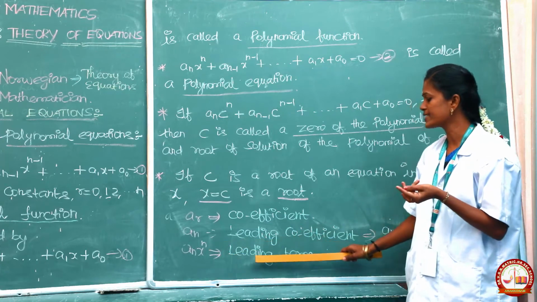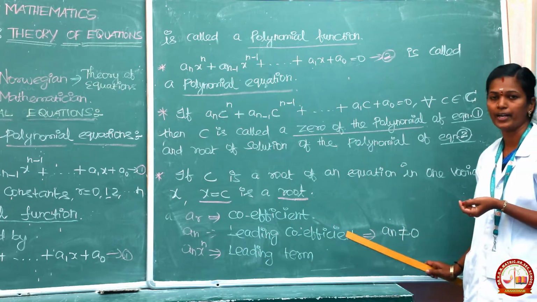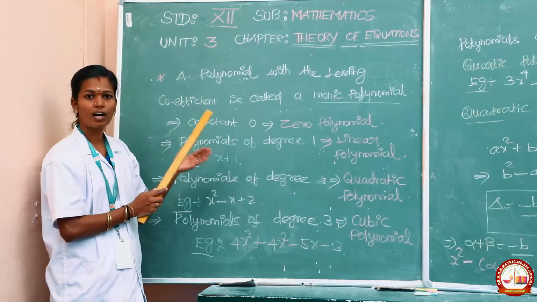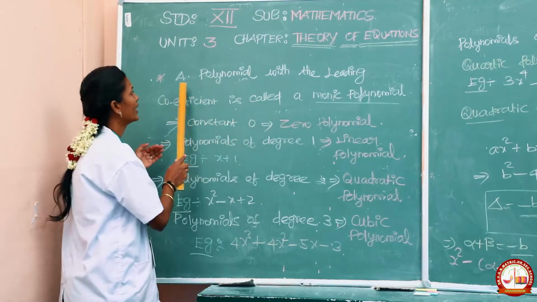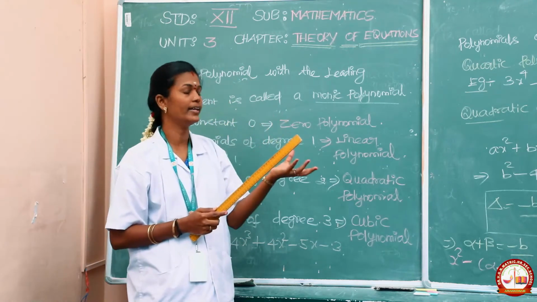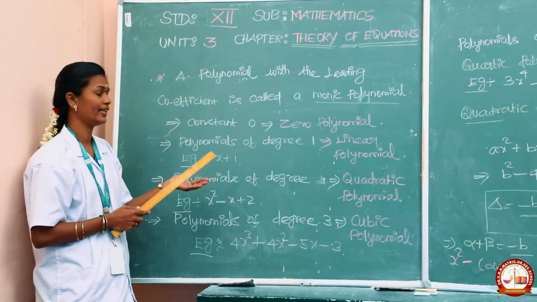a_n x power n is called the leading term of the polynomial. And then a polynomial with leading coefficient 1 is called a monic polynomial. Polynomials have so many types. There are a few types we have to see here.